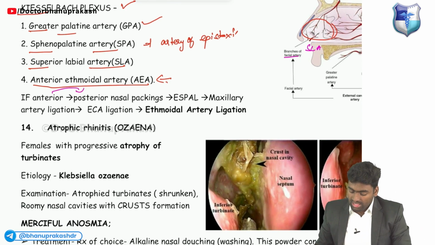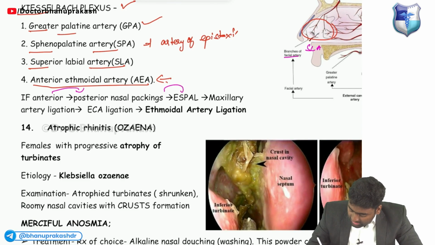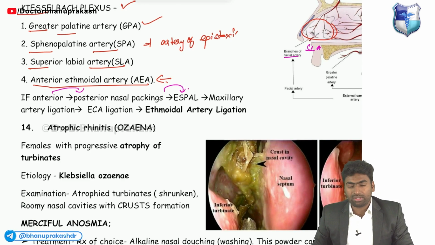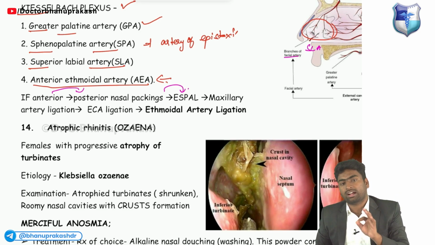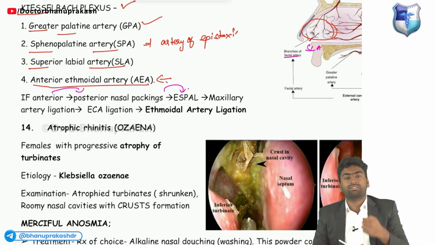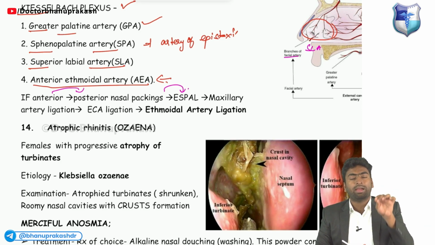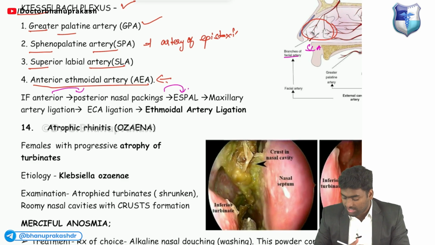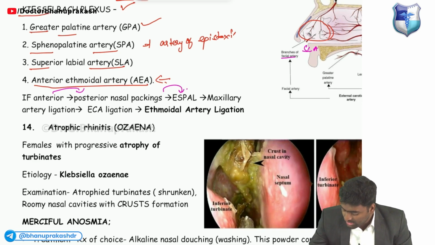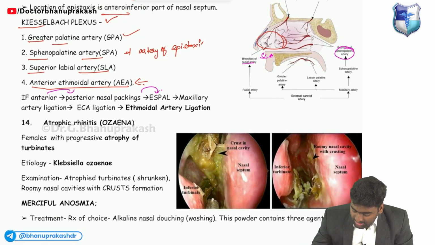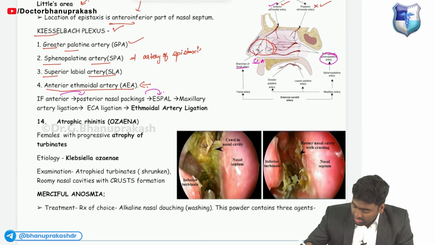Good. If both of them don't stop it, we know the artery of epistaxis is the sphenopalatine artery. So the next step is to go endoscopic, and we do endoscopic sphenopalatine artery ligation. Endoscopic sphenopalatine artery ligation. And if it doesn't resolve, then we go for the next method.